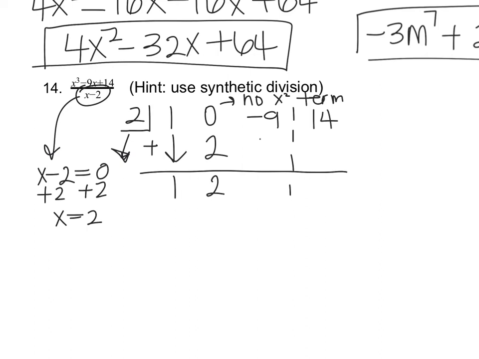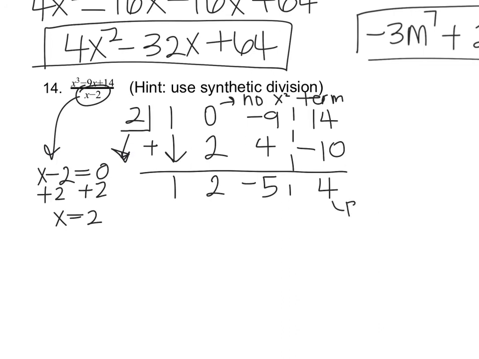2 times 2 is going to give us 4. Negative 9 plus 4 is negative 5. Negative 5 times 2 is negative 10. 14 plus negative 10 is going to give us 4. Now we can go ahead and write our answer.